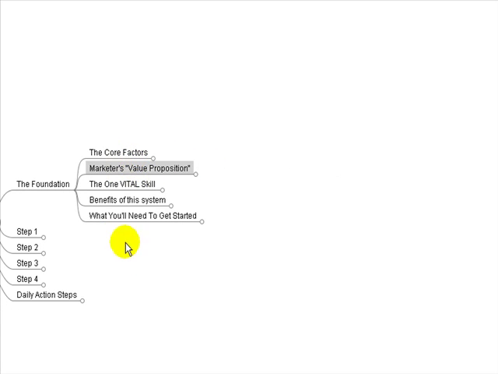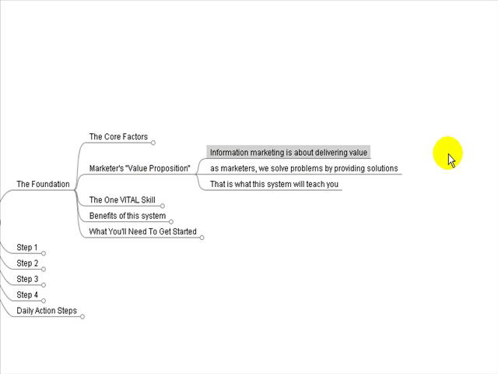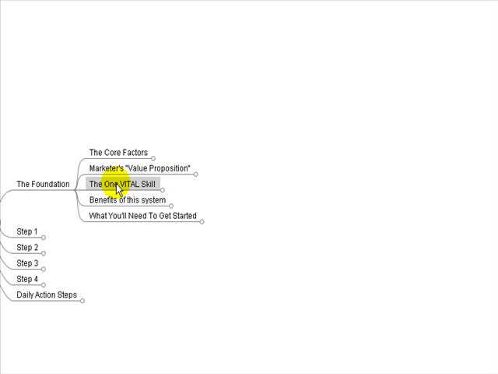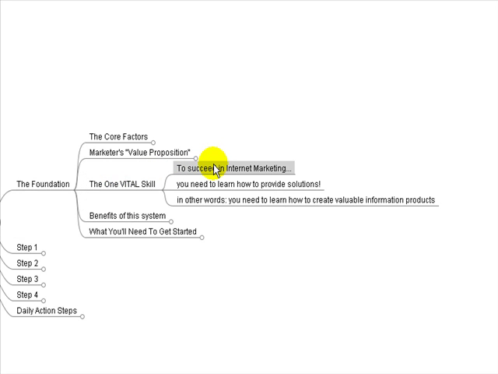I mean, this is kind of like foundational stuff here, but it's very, very essential to this entire system. First of all, information marketing is about delivering value. All right, as marketers, we solve problems by providing solutions. That is what this system will teach you. And this segues into what I consider the one vital skill that any marketer needs to succeed online in internet marketing, or doing whatever you're doing online. You need to learn how to provide solutions, all right?